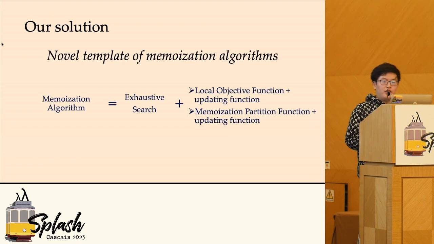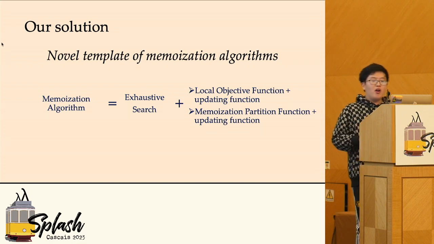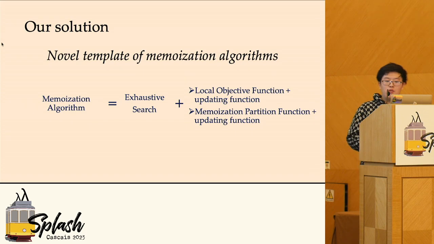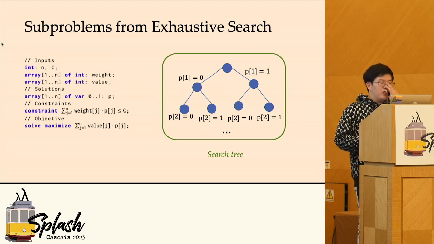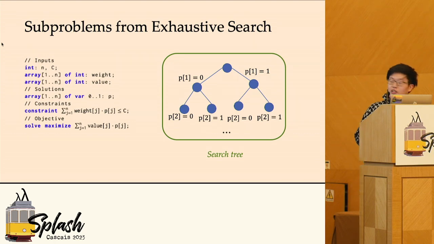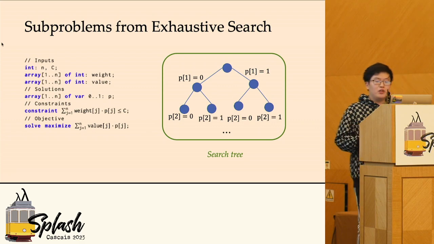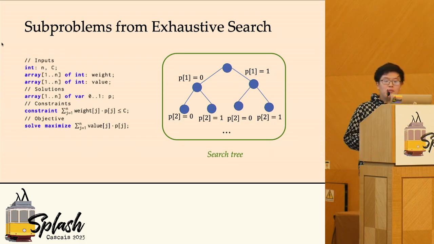Our solution is that we propose a novel template of memoization algorithm that can tackle all previously proposed challenges. Moreover, our template is much more general than previous templates. And below, let's dive into some more details. To design a memoization algorithm, we need first to figure out the notion of subproblems. We find that the notion of subproblems can be extracted from the search tree of the exhaustive search.